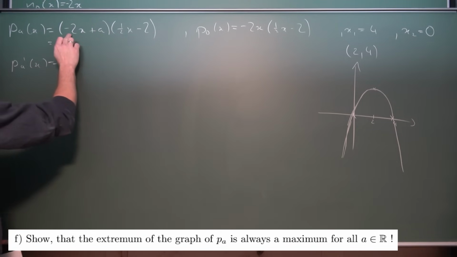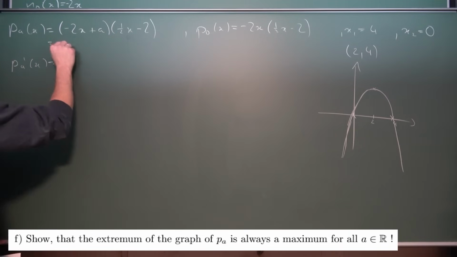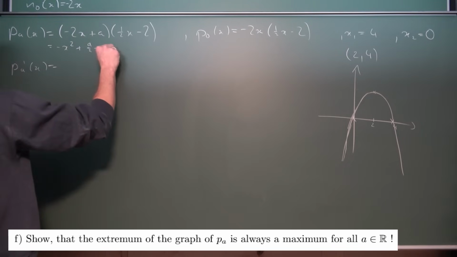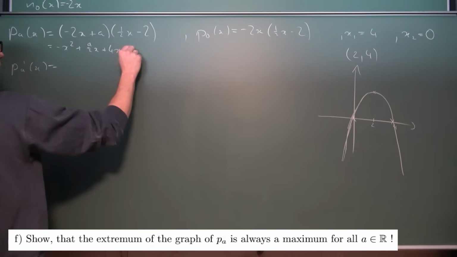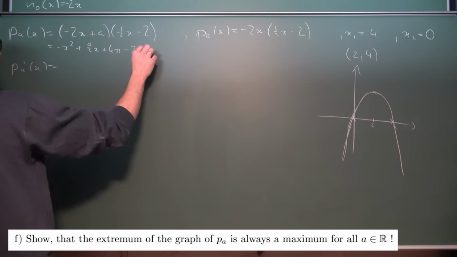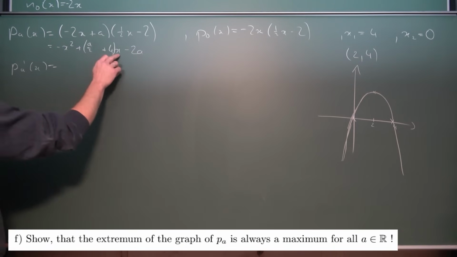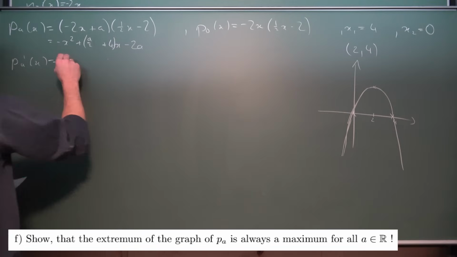This thing right here is, if we multiply it out, just negative x squared, and then we are going to get plus a over 2 x plus 4x and then negative 2a, which is the same as this one right here if we factor out the x on this term. Now we can start differentiating this one, and then we are pretty good to go.